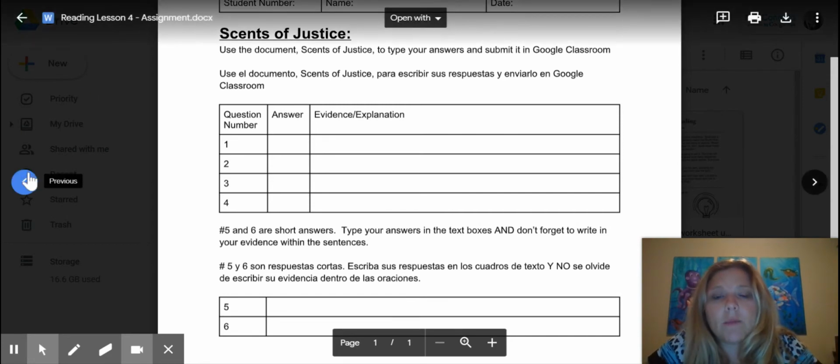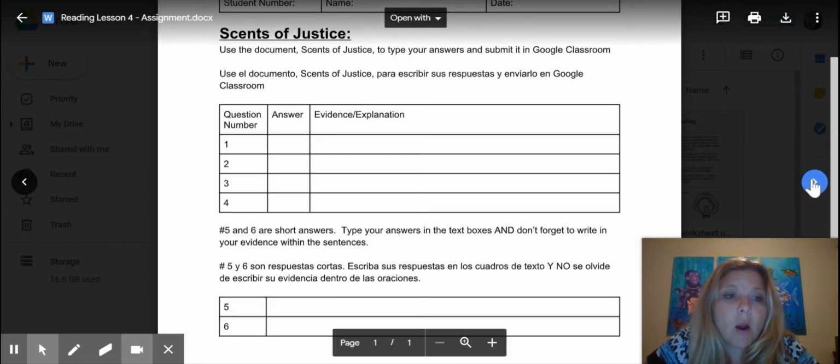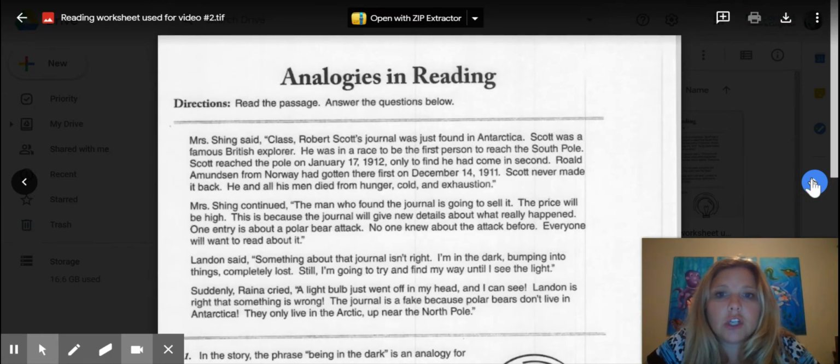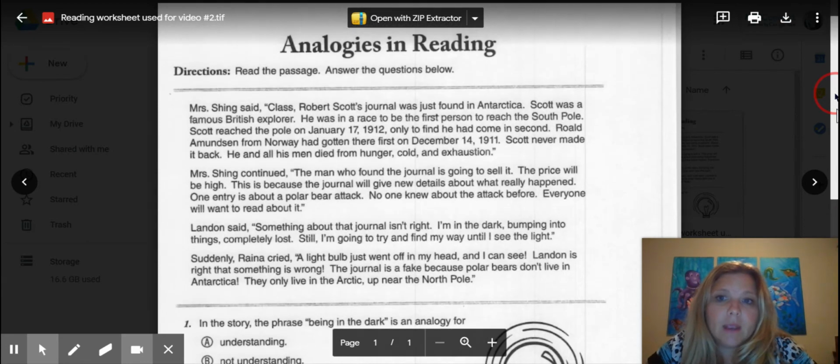Okay, now I'm going to take you back and I'm going to take you through a reading lesson. Now, I'm not going to use this reading lesson because I want to test your knowledge. What I am going to show you is this one. This is the document that I'm going to teach from.